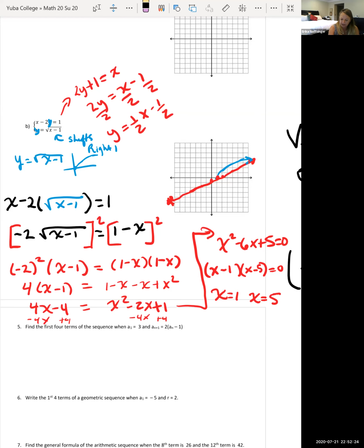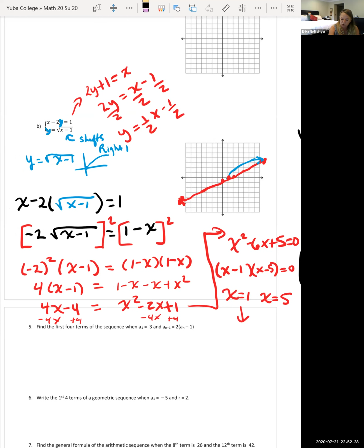When x is 1, that's pretty fast. If you plug in 1 here, 1 minus 1 is 0, so y would be the square root of 0, which is 0. If x is equal to 5, plug it in here: square root of 5 minus 1. 5 minus 1 is 4, square root of 4 is 2, so our y value is 2. So that's going to happen at the point 5, 2. And I can clean that up and make it look like what we had.